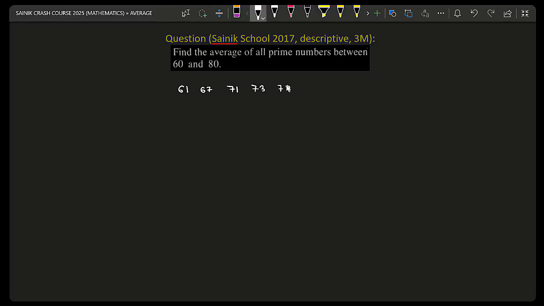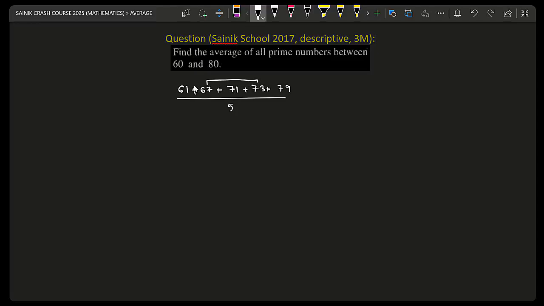Now we want the average of all these numbers. Sum of all of them divided by 5. Okay. So how do you add these numbers easily? If we follow a particular order, the sum we can find very easily without using borrows, carries, etc. 67 plus 73, add these two. Very good, because the sum of these two will give you a round figure. What is 67 plus 73? 140.